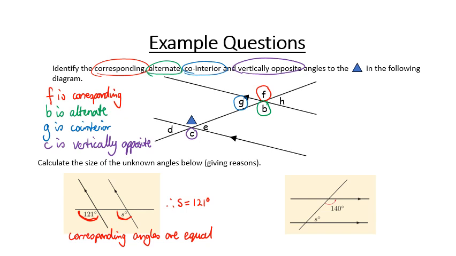In our next example, we've got S and 140 degrees all inside the parallel lines and on the same side of the transversal. So that tells me these are co-interior angles. And we know that co-interior angles add up to 180 degrees. So S plus 140 degrees must equal 180 degrees. Therefore, my S must be 40 degrees.